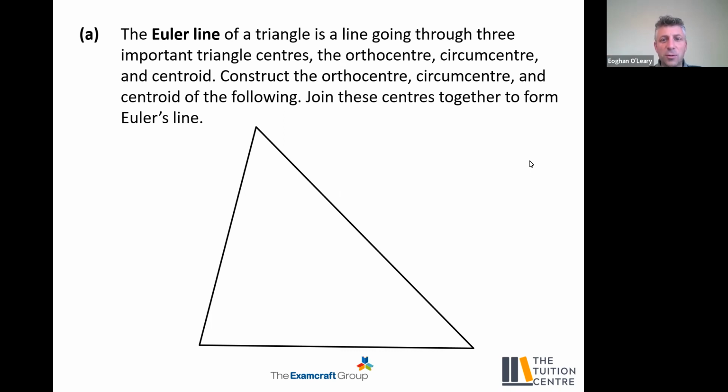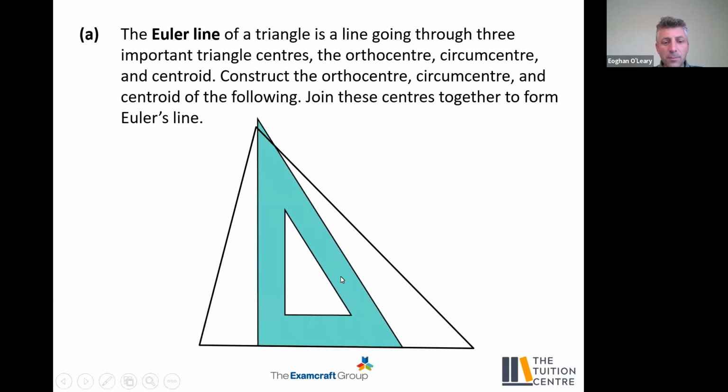with this construction. Again, people mightn't be familiar, of course, with the Euler line, but you just start off. You create your centers and you see where you go from there. Of course, with any of these, you must show your construction lines. You don't rub them out at the end. So here at the start, we're talking about an acute triangle. All angles are less than 90.